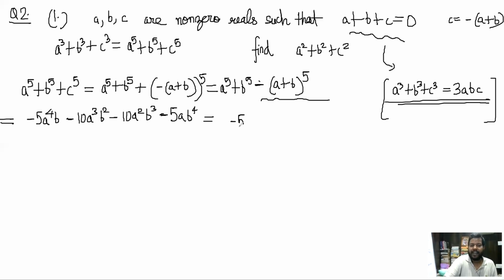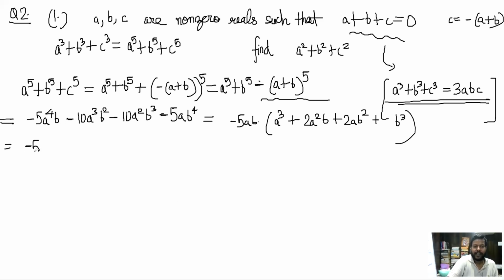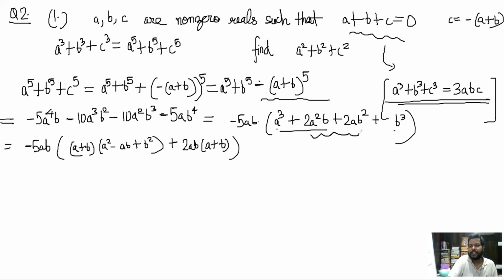I will take minus 5ab common from here. This becomes a cube plus 2a square b plus 2ab square plus b cube. Great. I will factorize this a little more. It is obvious how to factorize this. Minus 5ab, I'll take a cube and b cube together, and that will become (a plus b) into (a square minus ab plus b square), and plus I will take 2ab common from the two middle terms, and that will become (a plus b) as well.